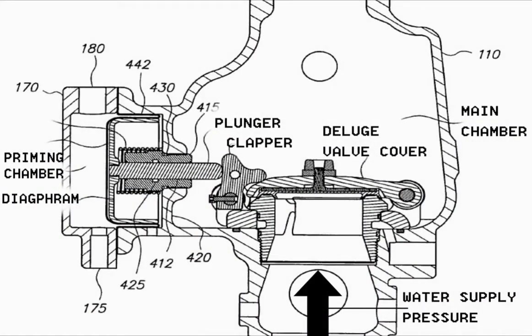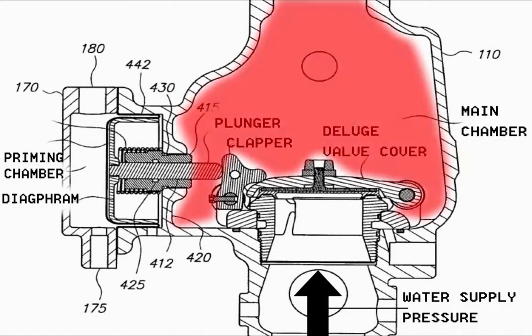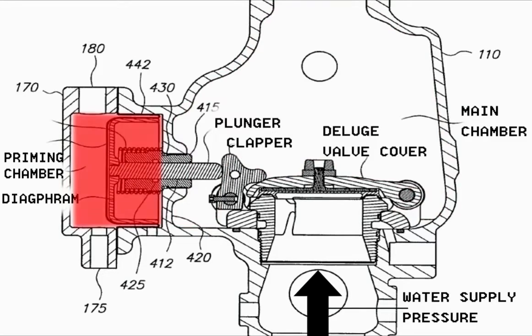The deluge valve consists of two chambers: a main chamber, in which there is the motion of opening and closing the deluge valve, and a priming chamber, which may also be referred to as the sensing chamber, in which there is the motion of the diaphragm responsible for opening and closing the deluge valve.